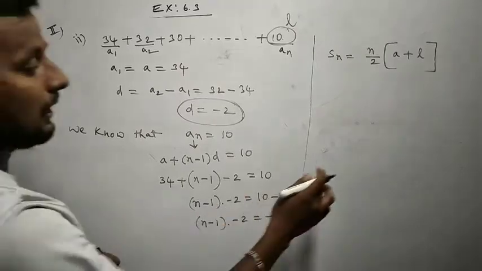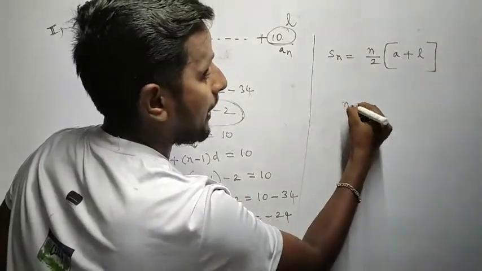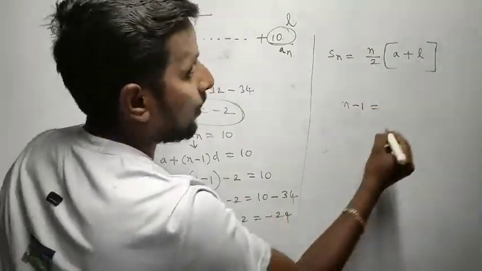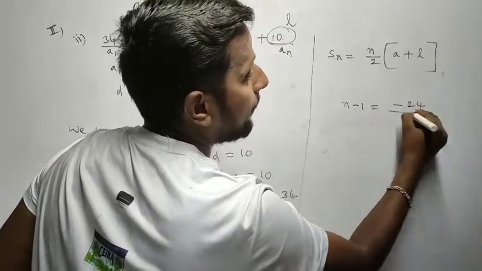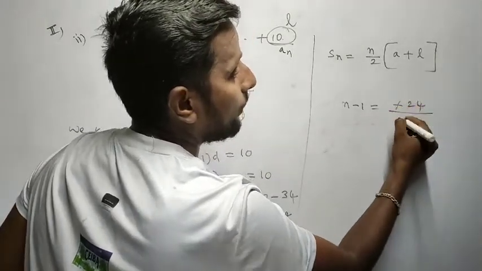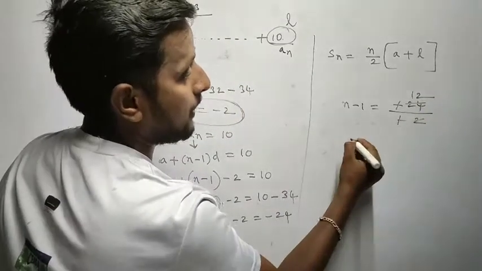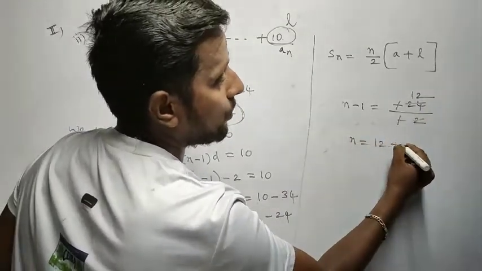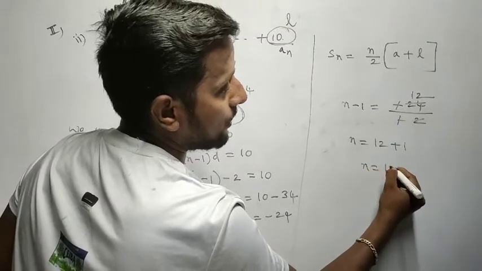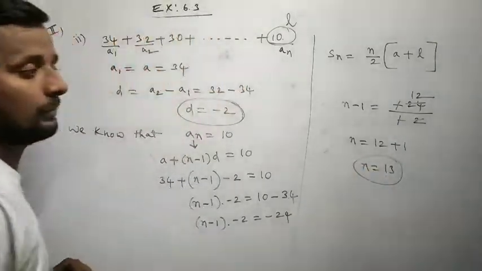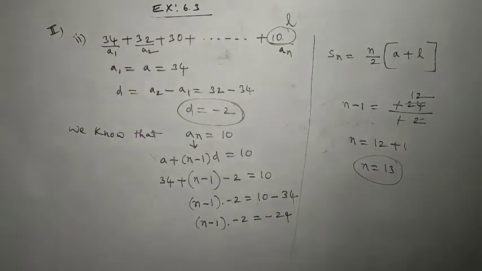I'll write here n minus 1 is equal to, already we have minus 24 by minus 2. Negative will cancel. 2 ones are 2, 12 times. So simple, n is equal to 12 plus 1, n is equal to 13. So the problem is not yet completed. Here we got the value of n only, correct? Now what should we do?